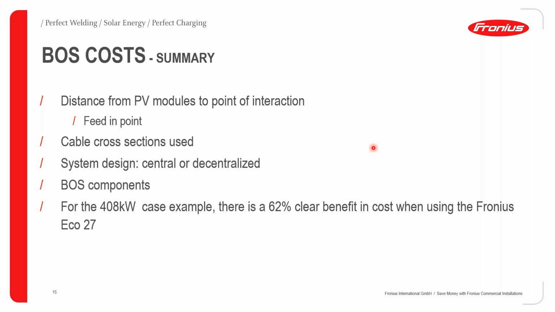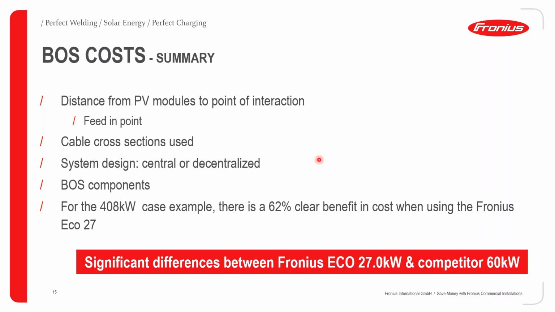And for our particular example, where we are talking about a 408 kilowatt peak rooftop system, there is a 62% clear benefit advantage when you're using the Fronius Eco, as I've mentioned from the previous graph. So therefore, you can see a significant cost advantage with the Fronius inverter in this case.